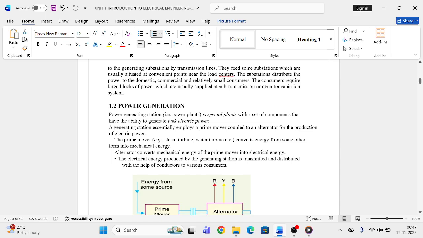Then we are going to see about the power generation. First of all, we know that what is power generation. Power generation means producing electrical power from different energy sources. What are the different energy sources? One is the renewable energy sources and another one is the non-renewable energy sources.